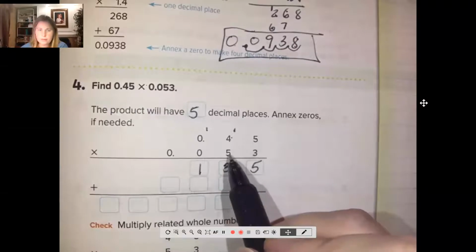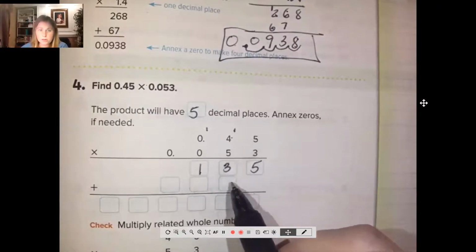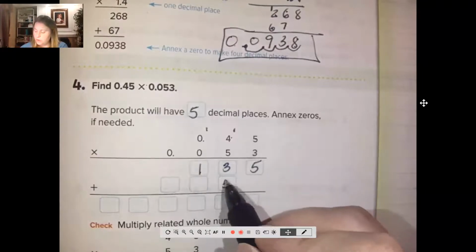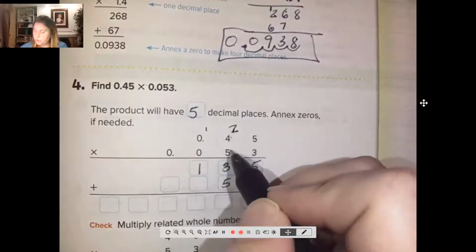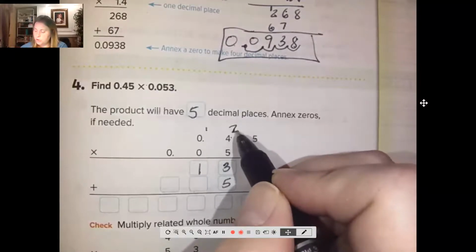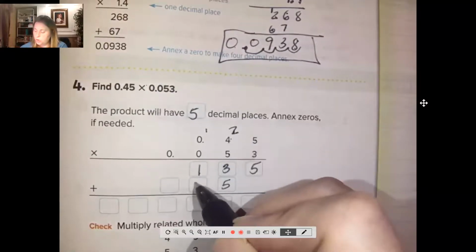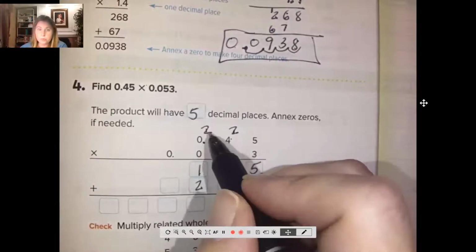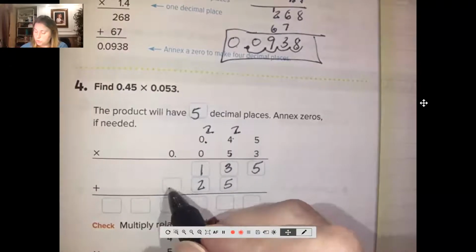Moving on to the 5, and remember here I'm in the 5 column, so I start writing underneath the 5. 5 times 5 is 25. Write the 5, carry a 2. 5 times 4 is 20, plus the 2 we carried is 22. Write the 2, carry the 2. 5 times 0 is 0, plus the 2 we carried is 2.